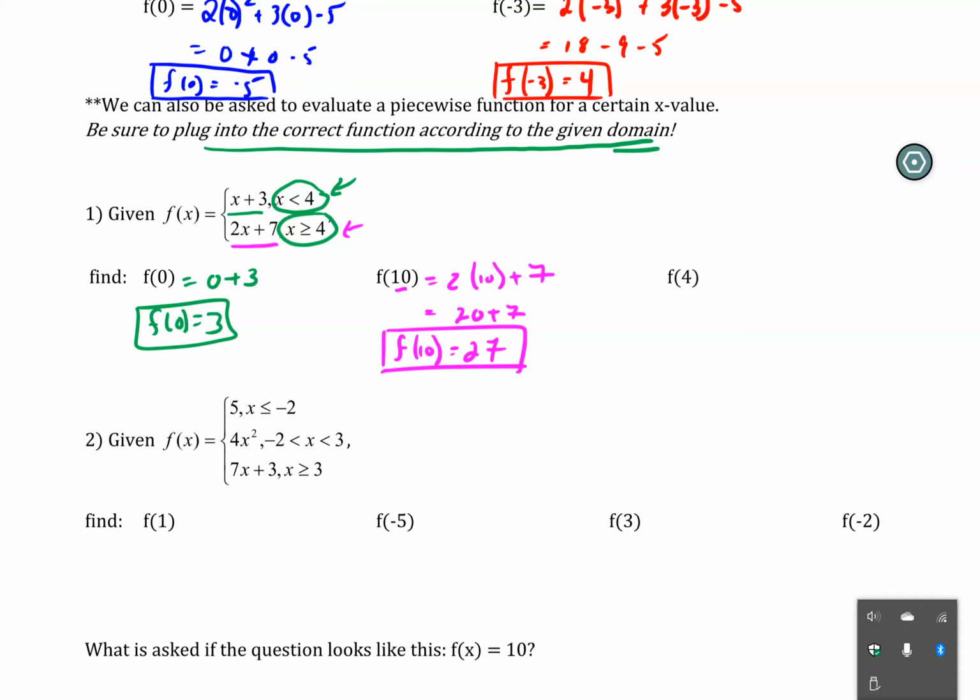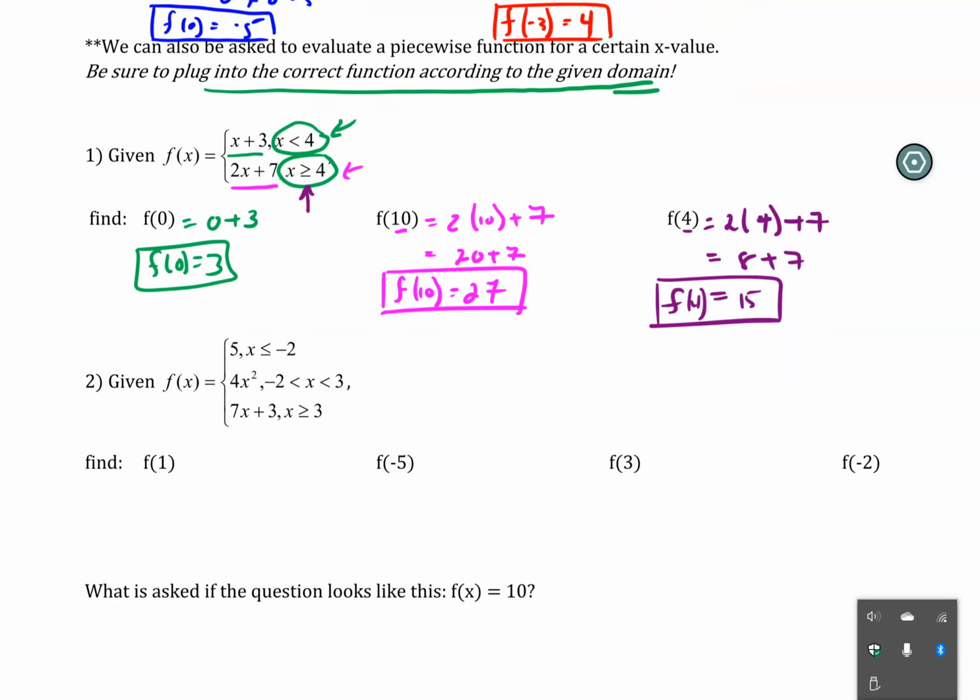Lastly, this one, which is a common question, is what happens when you plug in 4. At first glance, it looks like both of them work, but it only works in the bottom portion because this one has the greater than or equal to. It's not included in the top. It's just less than on the top part. So it's going to be 2 times x, in this case 2 times 4 plus 7. That's 8 plus 7, which means that f of 4 equals 15. So you just got to be really diligent about where you plug it in with respect to its particular domain for each part of the function.